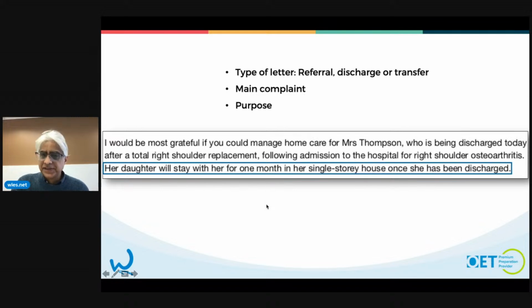They've added another sentence in the sample answer. I don't think it was strictly necessary to put this in the introduction, but they have done in the sample. That's fine. You could always add this a bit later on in the letter. They've put it in the introduction, I guess, so the home nurse knows immediately that the patient has someone with her for the first month.